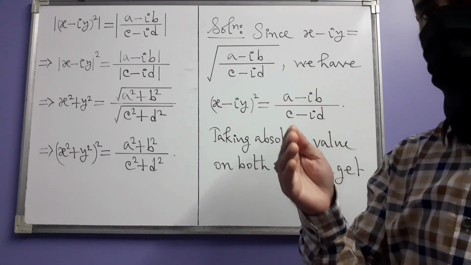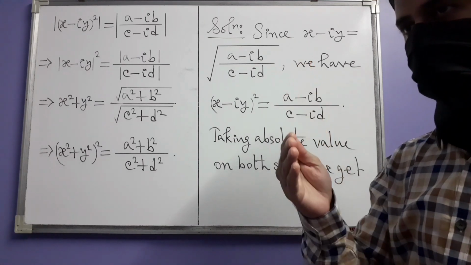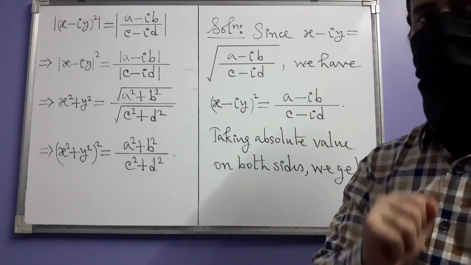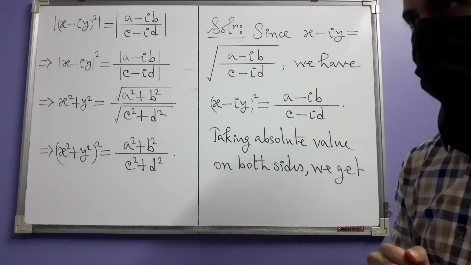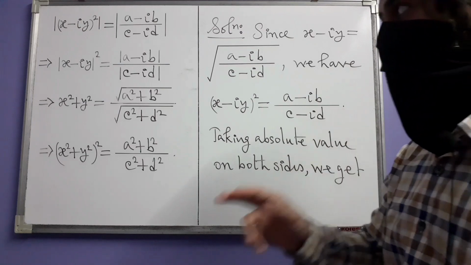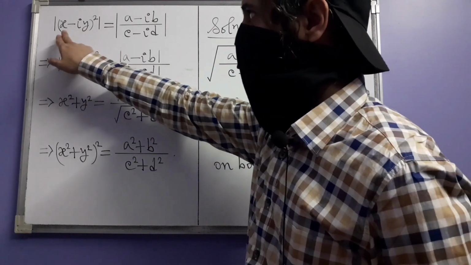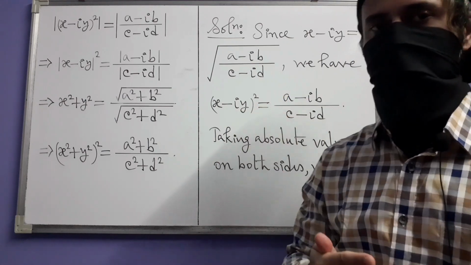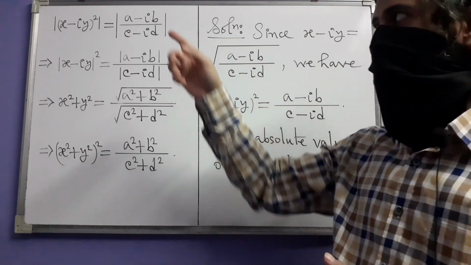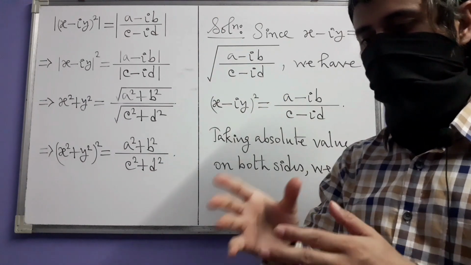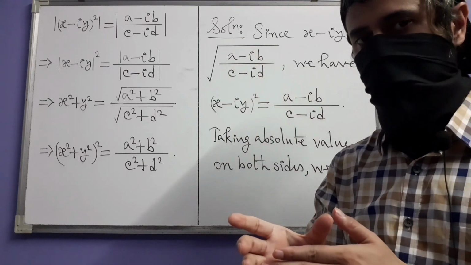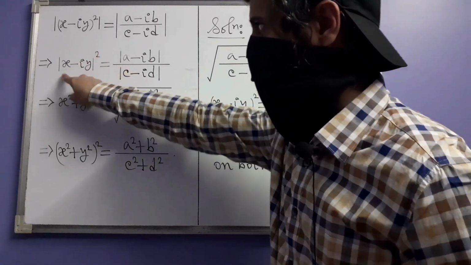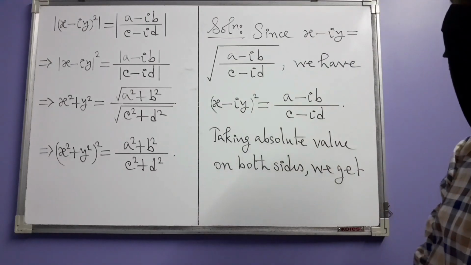The relation that the absolute value of the product of two complex numbers is equal to the product of their absolute values. Exactly how is that being used here? You see, you can write x minus iy square as x minus iy times x minus iy, whose absolute value you are considering. So that can be written as the absolute value of x minus iy times the absolute value of x minus iy, or in other words, the square of the absolute value of x minus iy.